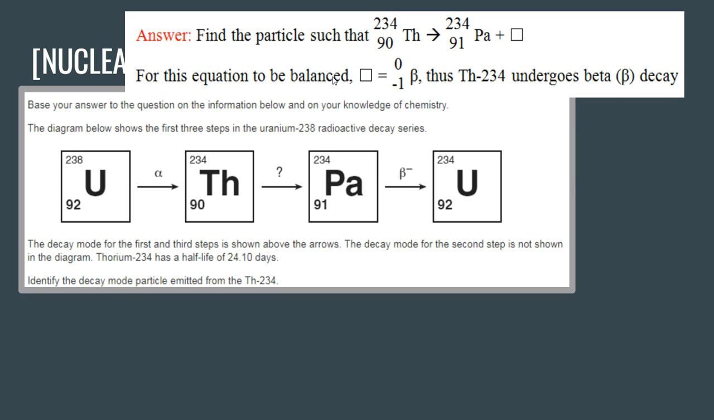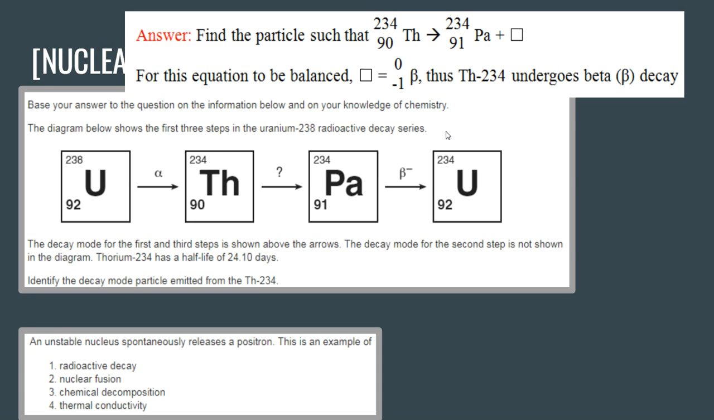For this equation to be balanced, the missing particle's mass has to be 0 and the atomic number has to be -1. Why? Because 234 plus 0 equals 234, and 91 plus -1 gives you 90. So this type of particle is beta decay. All you have to simply write is beta decay. Notice that on Table N, it's not indicated what thorium-234 undergoes. Therefore, you have to calculate using the nuclear equation.